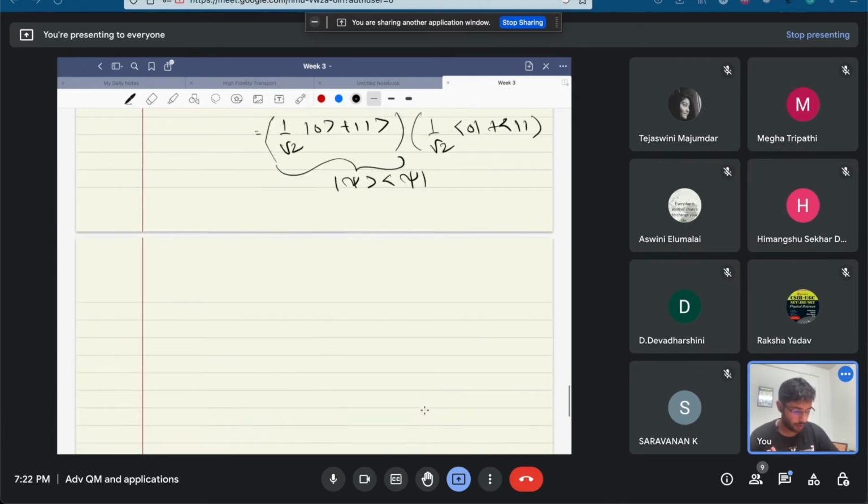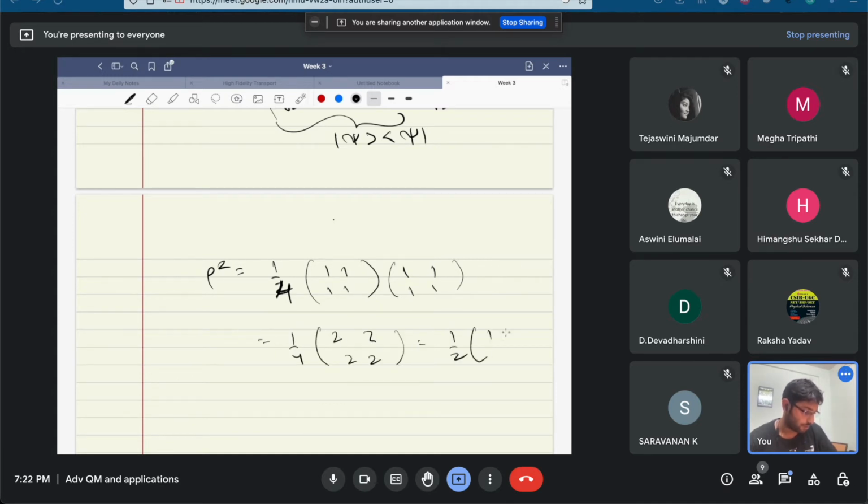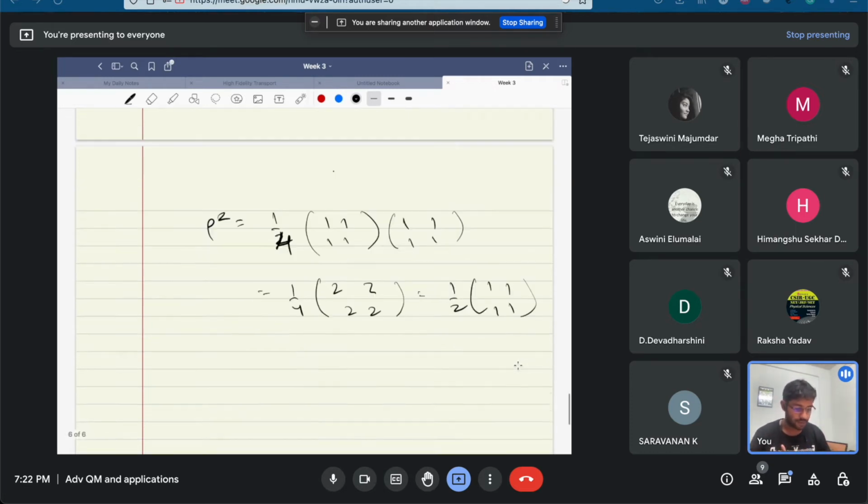But if you go through the mathematical one, you can easily take the rho square. So you have half, you can take the halves out, so you have half of the matrix 1 1 1 1, and you have another half, which you can take as 1 by 4 here, and you have 1 1 1 1. So when you do the calculation, you essentially get 2 2 2 2, which is again your rho. So this is a much easier way to see that it's a pure state.